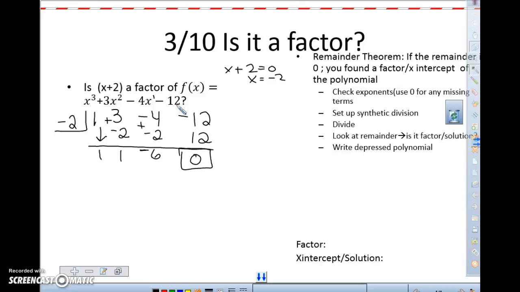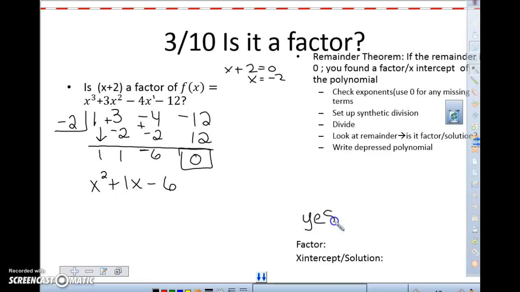All right, let's write the depressed polynomial. So we're going to put the x's back in here. We started with a cubic, so we go down to a square. It goes down by 1. So we have 1x squared plus 1x minus 6. And the remainder is 0, so we don't have to write it down.